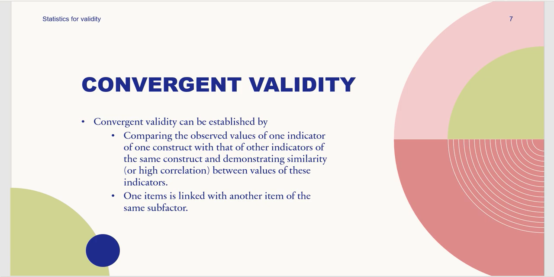One item is linked with another item of the same sub-factor. हम अगर इसको कंक्लूड करना चाहें तो एक इंडिविजुअल आइटम अपने ही सब फैक्टर की बाकी आइटम्स के साथ कोरिलेट करनी चाहिए, फिर उस स्केल के अंदर कन्वर्जेंट वैलिडिटी हाई होगी.